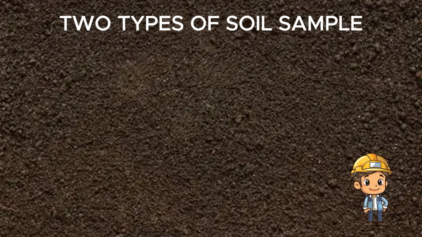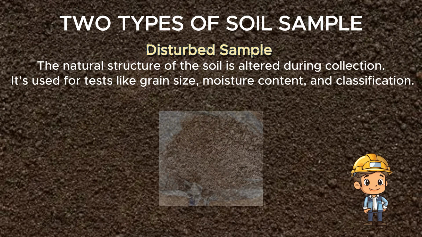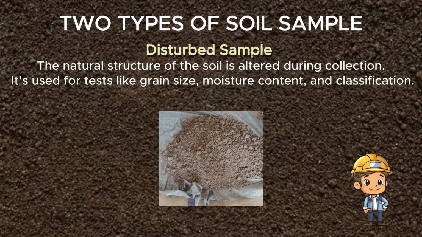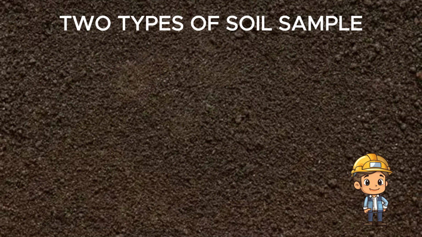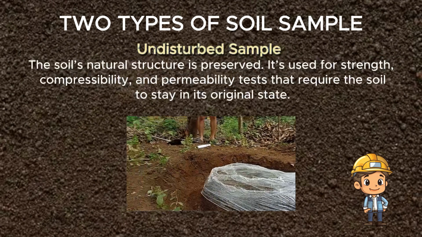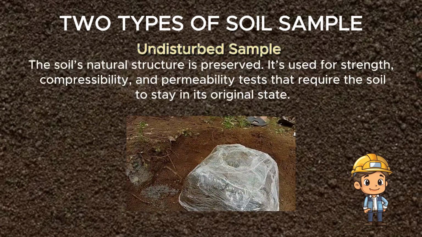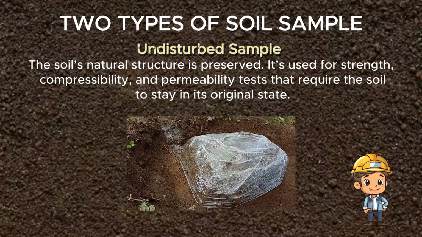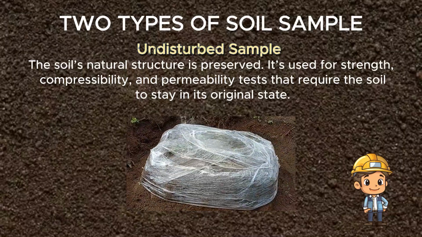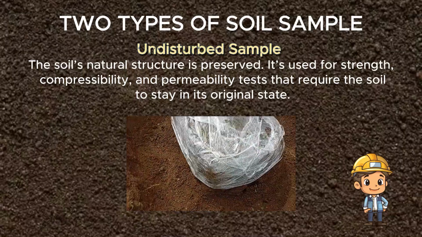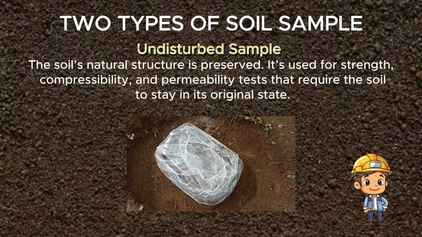The first one is the disturbed sample. The natural structure of the soil is altered during the collection. It is used for tests like grain size, moisture content, and classification. And the other one is the undisturbed sample. The soil's natural structure is preserved. It is used for strength, compressibility, and permeability tests that require the soil to stay in its original state.